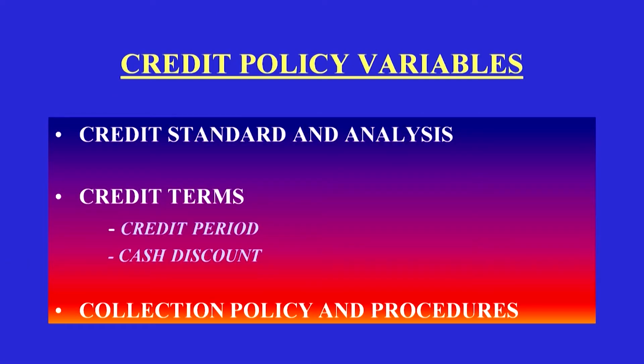Then we talk about the second thing, that is the credit terms. I have talked to you earlier also, credit terms means credit period. The first thing is the credit period and the second is the cash discount. It is an option given to the buyer: you want to buy from a particular supplier on credit, or you want the cash discount.